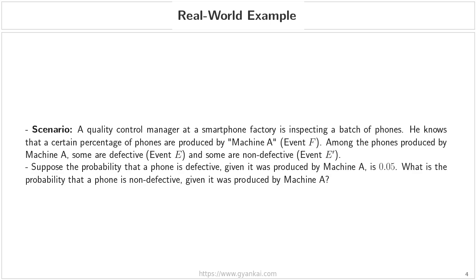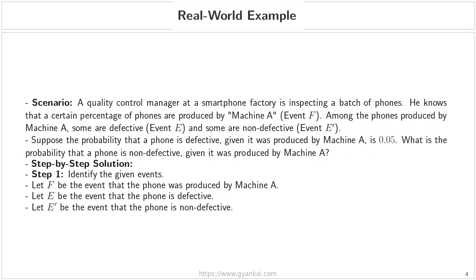Here is the problem. Suppose the probability that a phone is defective, given that it was produced by machine A, is 0.05. Based on this, what is the probability that a phone is non-defective, given it was produced by machine A? Let's walk through the solution step by step.